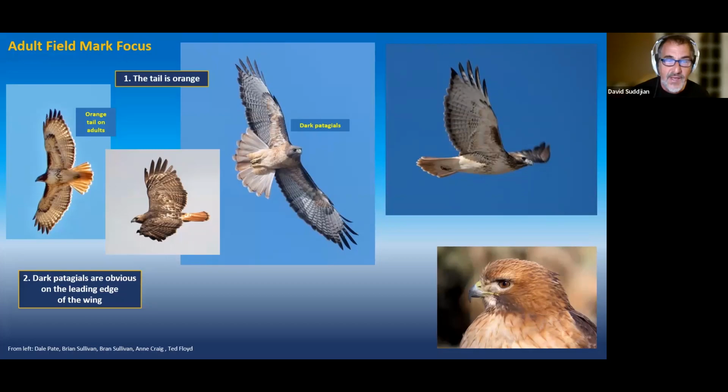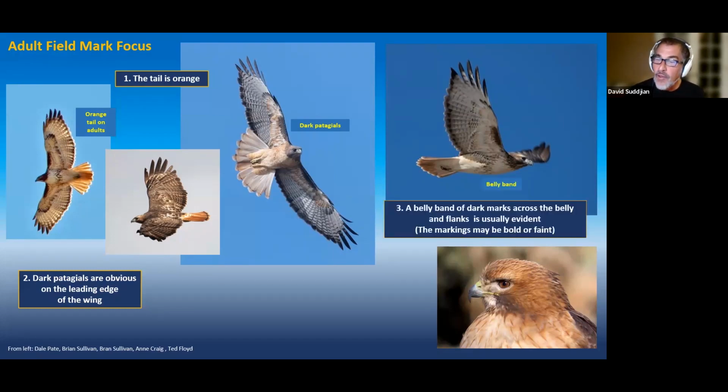All right, number 2, dark patagials are obvious on the leading edge of the wing. This individual in the center has some, and the one on the far left, and the one on the far right. They all have very prominent dark bars there, and you can see that very easily when you glance at the bird in flight. You don't see them, of course, when the wings are closed, but when they're flying, that's a mark you can see very easily, even at a great distance if you learn how to look for it.